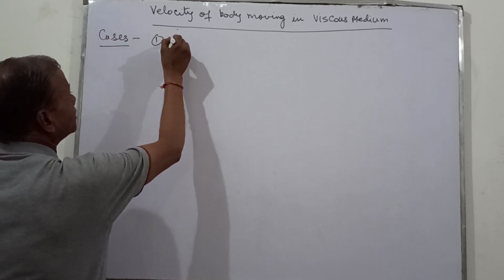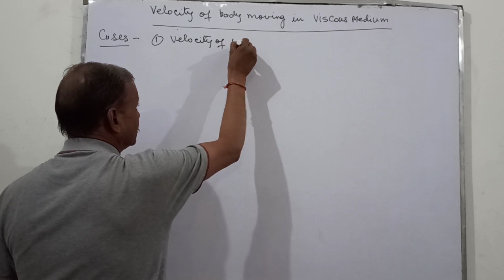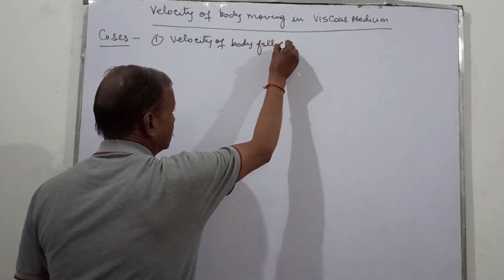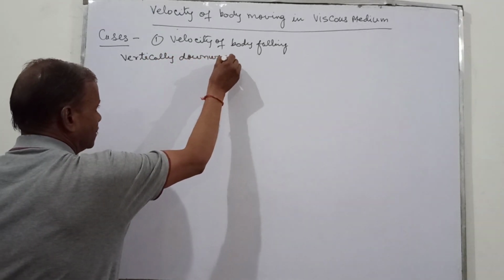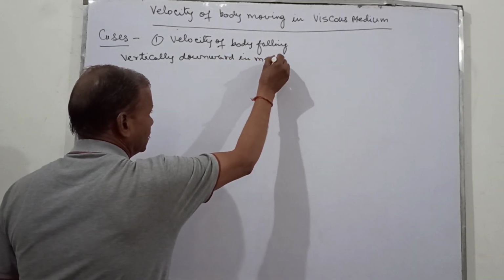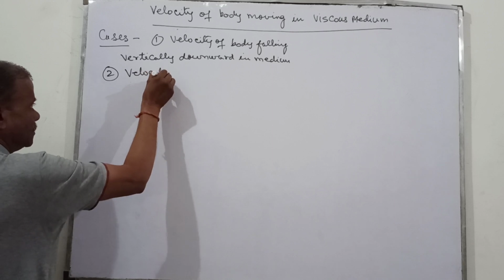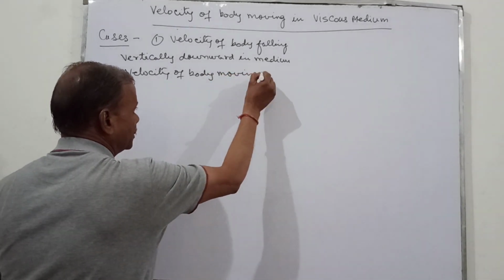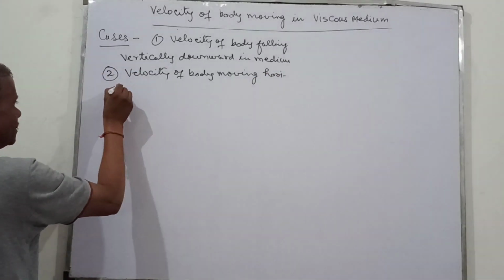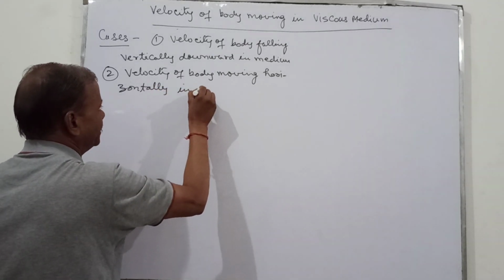Number one, velocity of body falling vertically downward in medium, and second, velocity of body moving horizontally in medium.